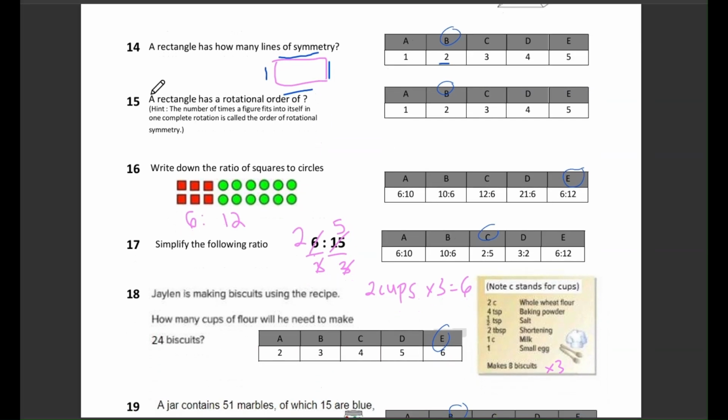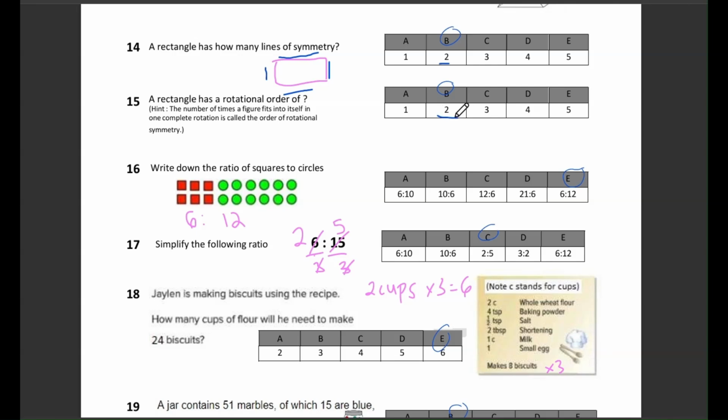2. Question 15. All right, class, our first question is about a rectangle. It asks, a rectangle has a rotational order of what? We have some multiple choice answers. A. 1, B. 2, C. 3, D. 4, and E. 5. Now, the correct answer here is B, which is 2.